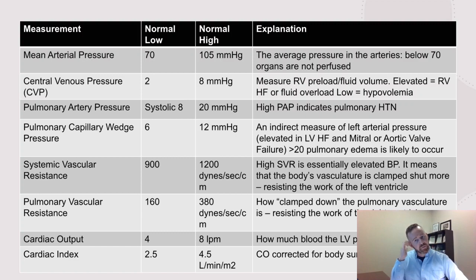So the next, of course, we talked a little bit about cardiac output. Anywhere between 4 and 8 liters per minute is acceptable. So that's the volume of blood being pumped out per minute by the left ventricle. And then, of course, we correct that, as I said, with a cardiac index, which can range from 2.5 to 4.5 liters per minute per meter squared. So again, corrected for the patient's body surface area. That gives us a more accurate picture of what the left ventricle is actually doing in regard to perfusion.